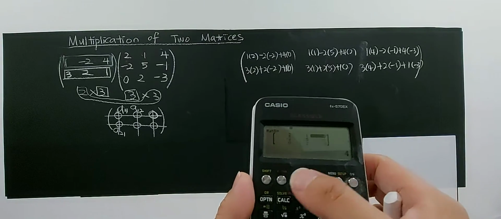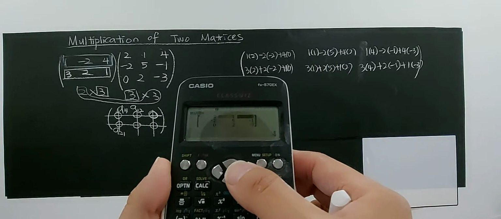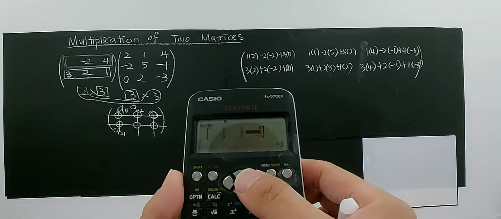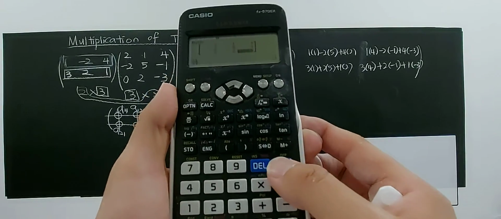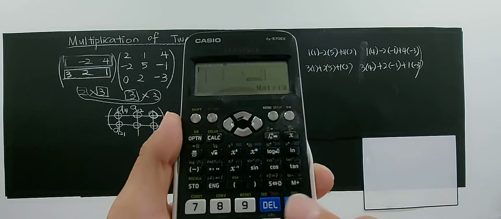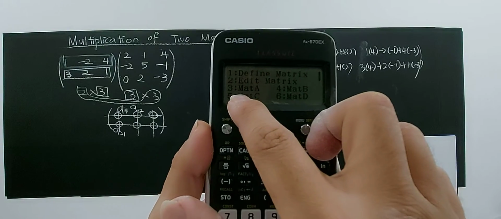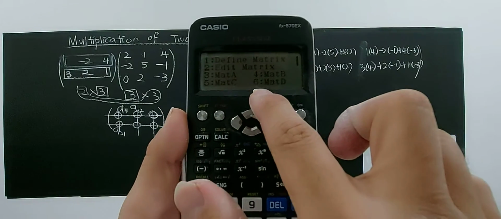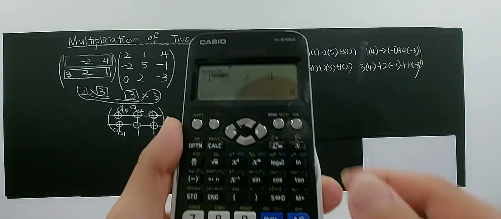Then you check. You can press this arrow and double check what you're doing: 2, 1, 4, negative 2, 5, negative 1, 0, 2, and negative 3. Then press AC. Now you want to multiply the two matrices. You use matrix A, multiply with matrix B, option, matrix B is 4. Then you press the button equal, and you will have your answer.